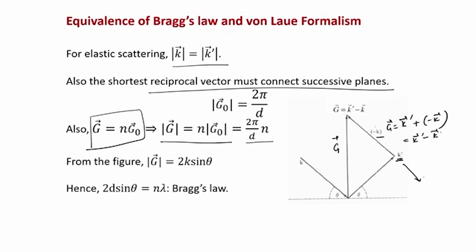Now, from this figure you can easily see that g is equal to 2 k sin theta, because k is a scalar quantity where k is equal to k prime. If you put g equal to 2 pi by d into n, you get 2 d sin theta equal to n lambda, which is what you have learned in Bragg's law. So, the von Laue formalism, even though it looks quite stringent and sophisticated, because it does not make a lot of assumptions which Bragg's law did, eventually gives rise to the same result which it should. Whether you take one formalism or the other, the physical results do not change.